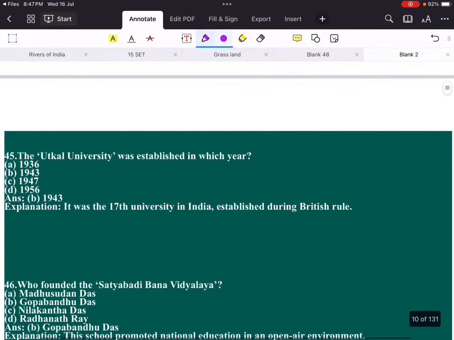The Utkal University was established in which year? That is in 1943. Option B is the correct answer. It was the 17th university in India established during British rule.